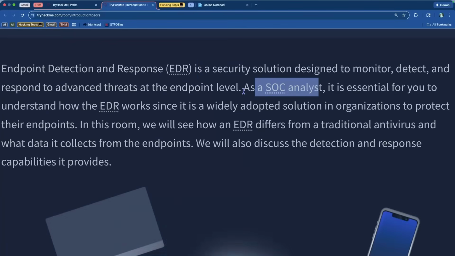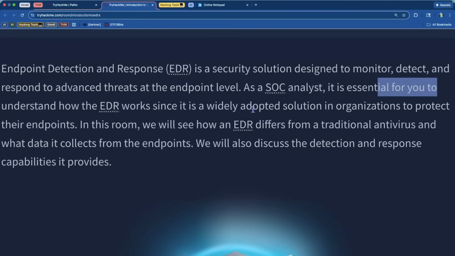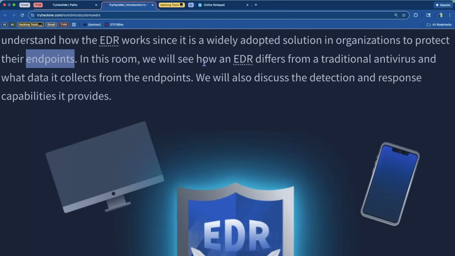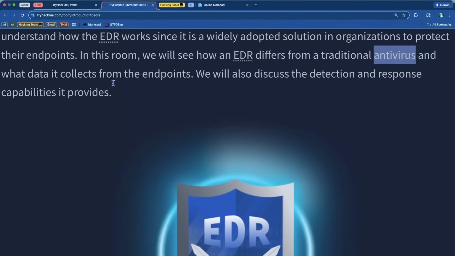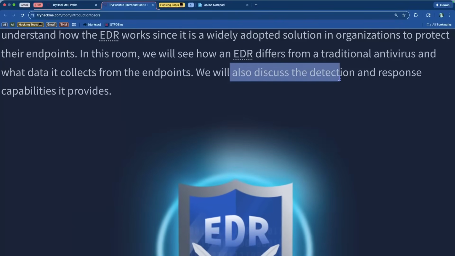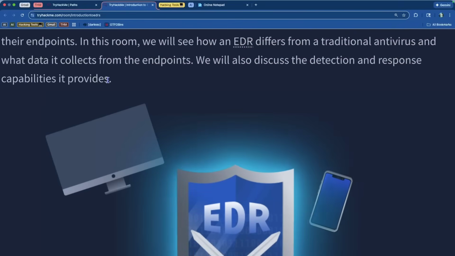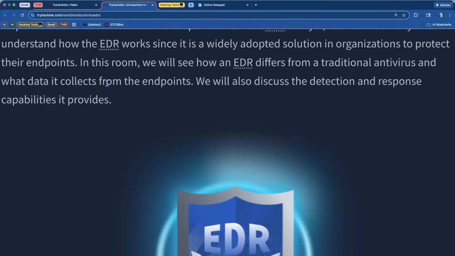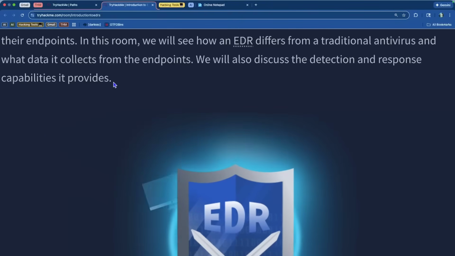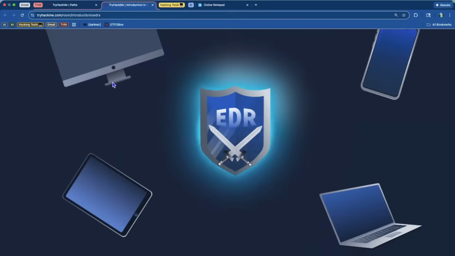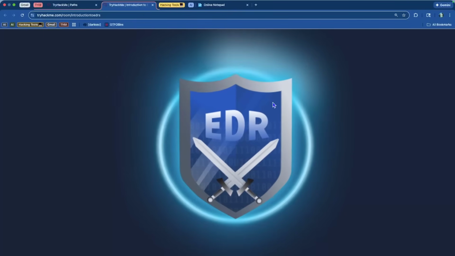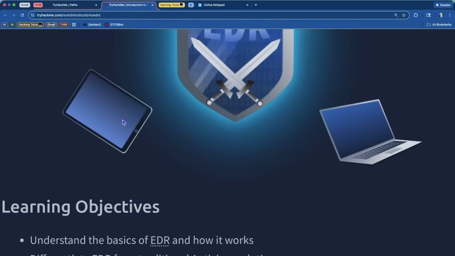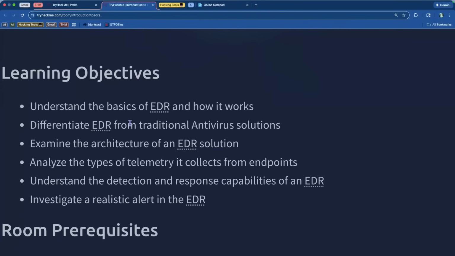So as a SOC analyst, it's essential for you to understand how these things work because they are widely adopted solutions in organizations to protect their endpoints. And we're going to go over how it differs from a traditional antivirus and what data it collects from the endpoints themselves. And we'll discuss the detection and response capabilities it provides and really where that data goes, right? So it collects data and it also can send that data to something like a SIEM tool that we'll talk about in the very next episode. So endpoint detection and response, as you can see, it takes all of these various endpoints, right? Cell phone, laptop, monitor, or desktop, all that stuff, and it sends it to the endpoint detection response tool.